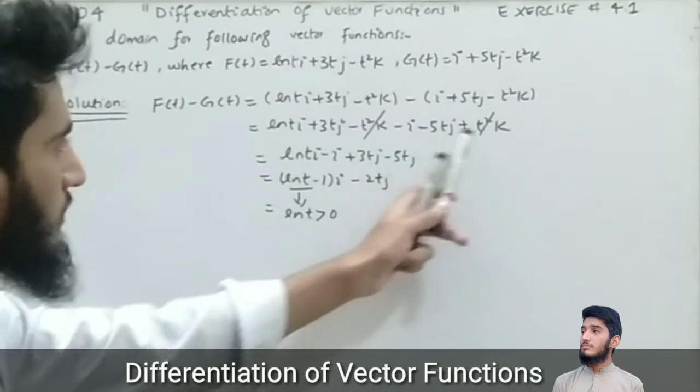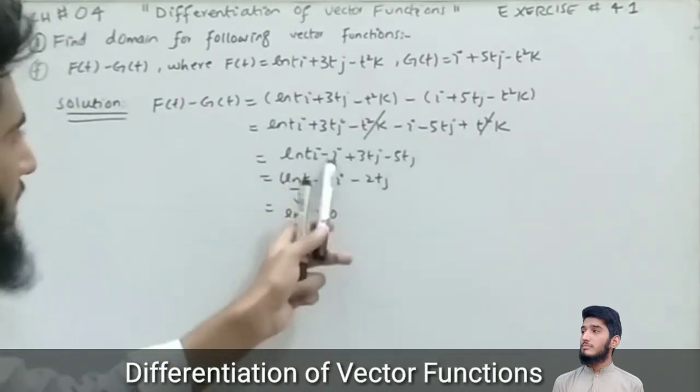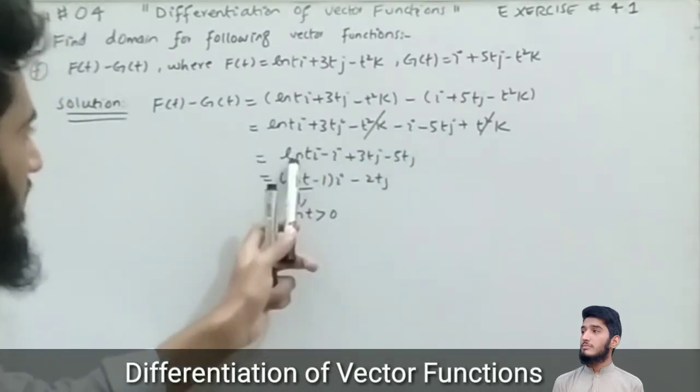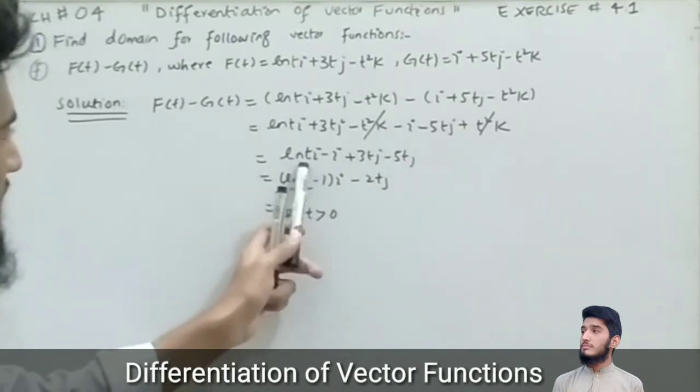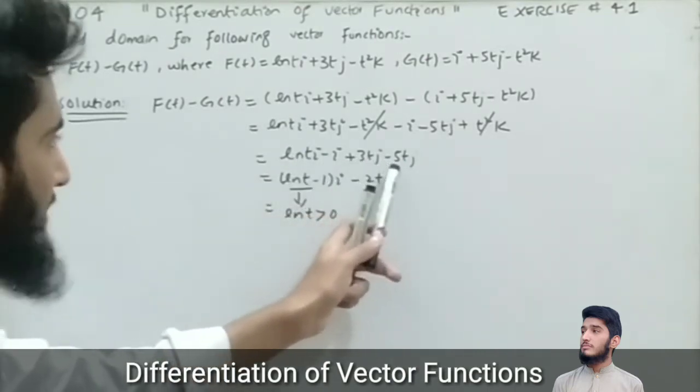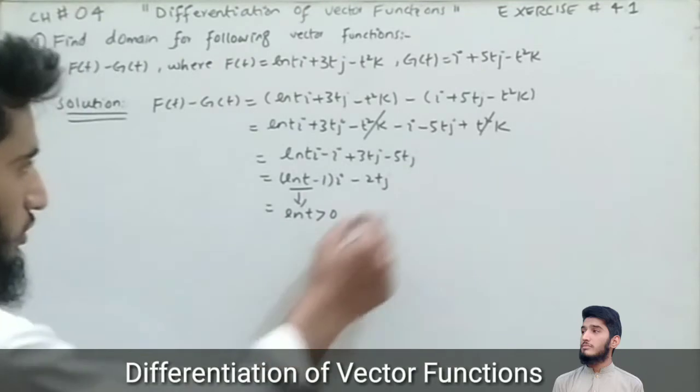Minus t square k cancels out with t square k, we are left with ln of t i minus i plus 3tj minus 5tj. Take out i common over here, we are left with ln of t minus 1, and here 3tj minus 5tj will give us minus 2tj.